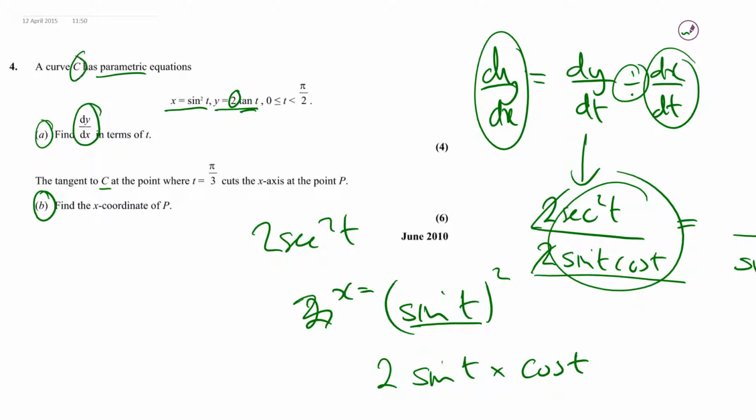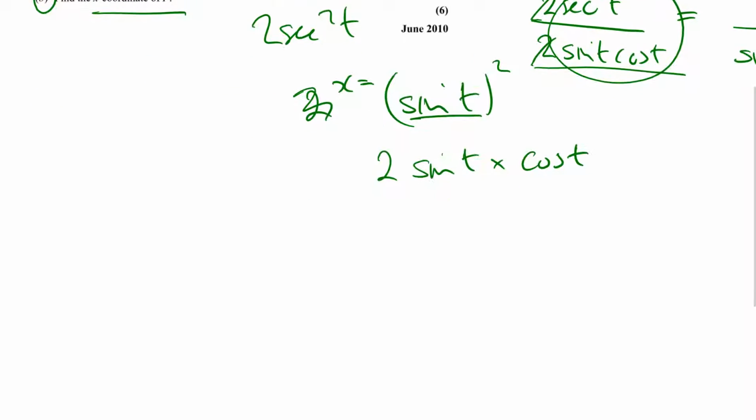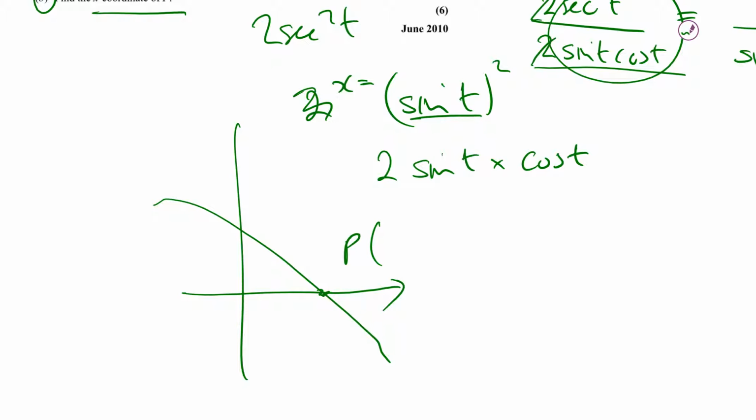And part B, the tangent to C, our curve. C is the original graph. At the point t equals pi over 3, it cuts the x-axis at P, find P basically. It's always good to imagine what's going on. There's a funky graph, we've got no idea. Actually it's not like that, because it only crosses at one point. So let's make the funky graph look like that. Okay, and that is P. I like to imagine it like that.